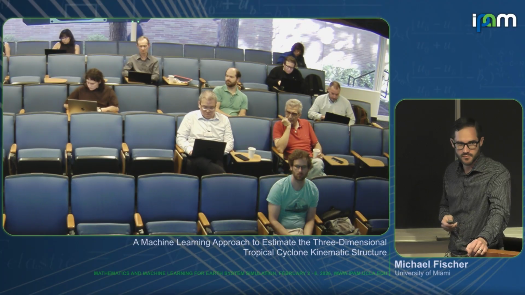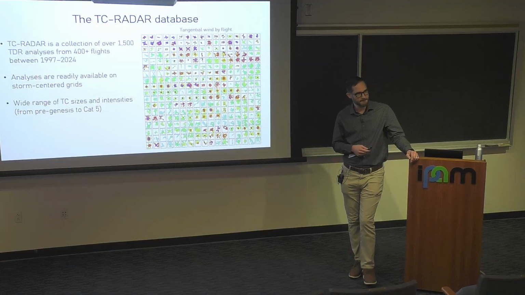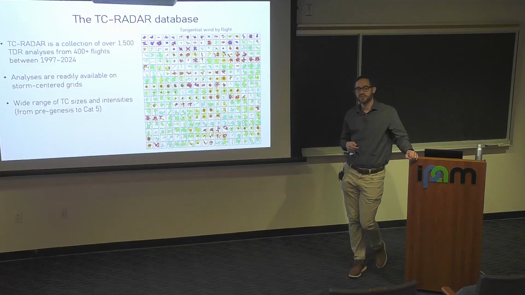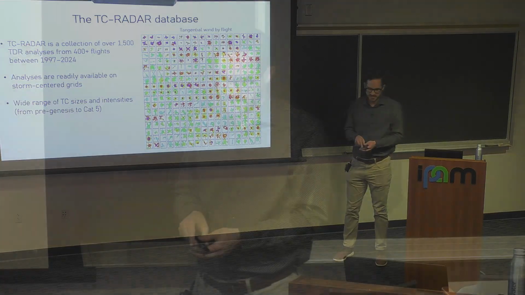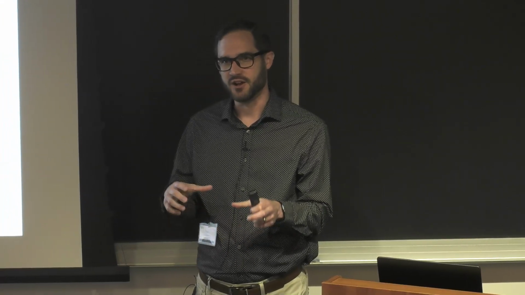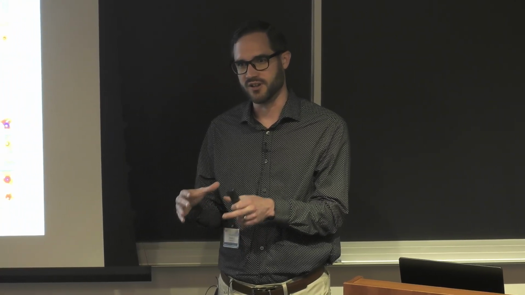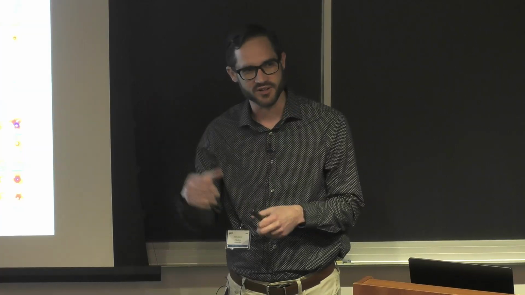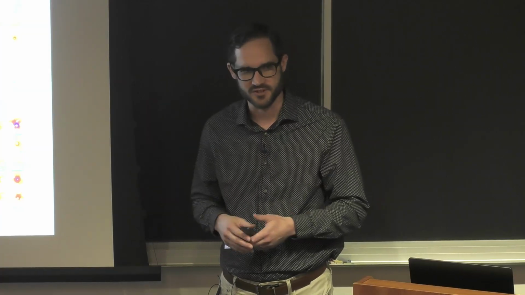Are the vertical levels each aligned to the center, or will the center veer with height? So the center does veer with height. In this database, I have analyses available in a storm center framework with respect to the low-level center, and I also have another coordinate framework that is with respect to the vortex tilt. So depending on what your interests are, you can use either one.